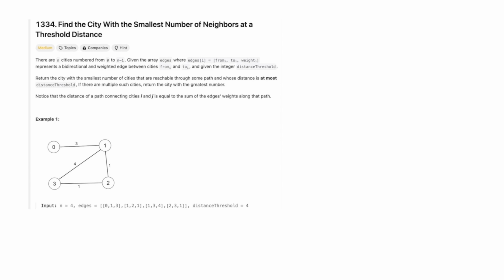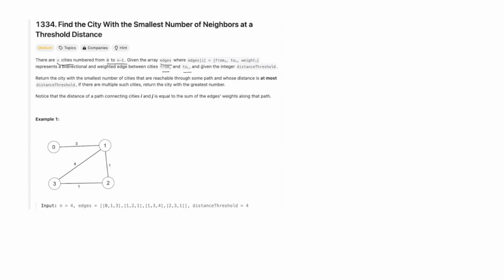We are given n cities numbered from 0 to n minus 1. We are given an array edges where edges[i] equals [from_i, to_i, weight_i]. What they represent, we'll see. They represent a bidirectional and weighted edge between cities from_i and to_i, given the integer distance threshold.